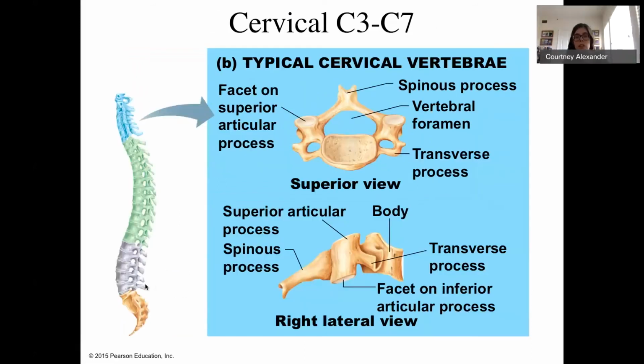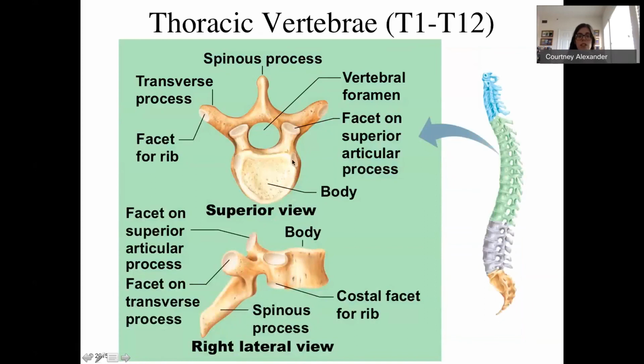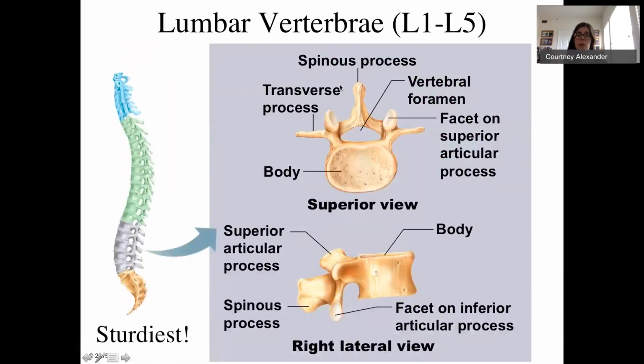Now, typically, cervical vertebrae are nice and light. They've got short spinous processes, and they have transverse processes with gaps for our vertebral arteries. If we move down to our thoracic region, you'll see that they have larger bodies. They have processes to articulate with ribs. That body is a heart shape, and they also have those costal facets for articulating with ribs. The lumbar vertebrae are the biggest.